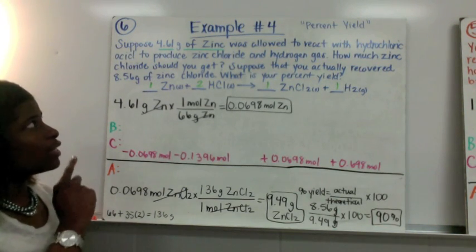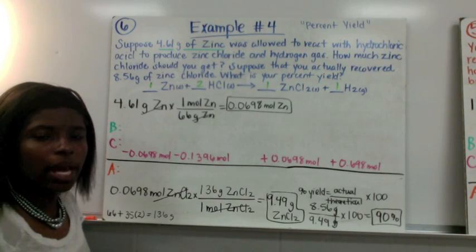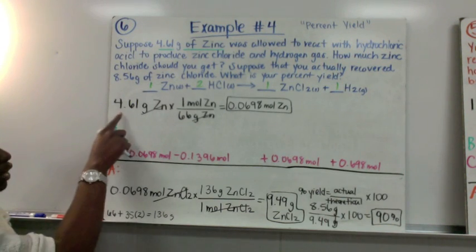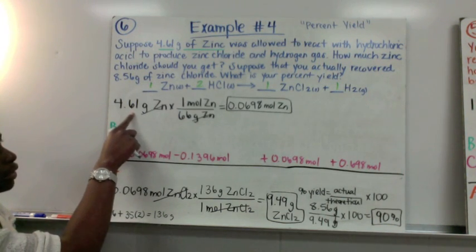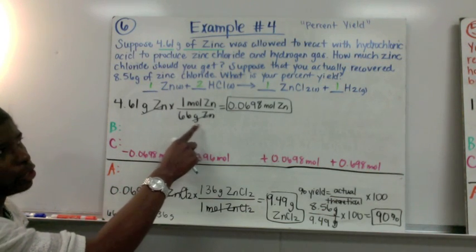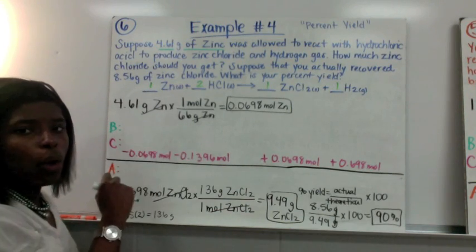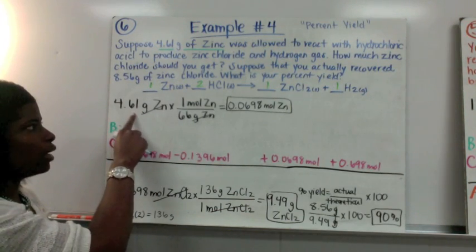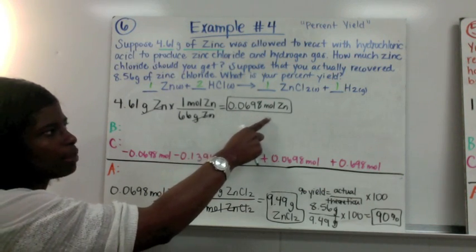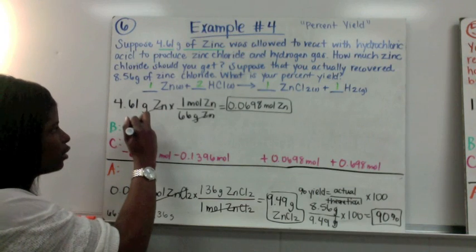So again, they gave us our gram amount of zinc, so we need to do a conversion to get the mole amount to use the BCA chart. So right here we have our conversion, 4.61 grams of zinc, and then you want to get rid of grams of zinc, so you use the mass of zinc, which is 66 when you round, and then you're going to have 1 mole of zinc. So 4.61 times 1 divided by 66 gives you 0.0698 moles of zinc. So that's what we're going to plug in here for our BCA chart.